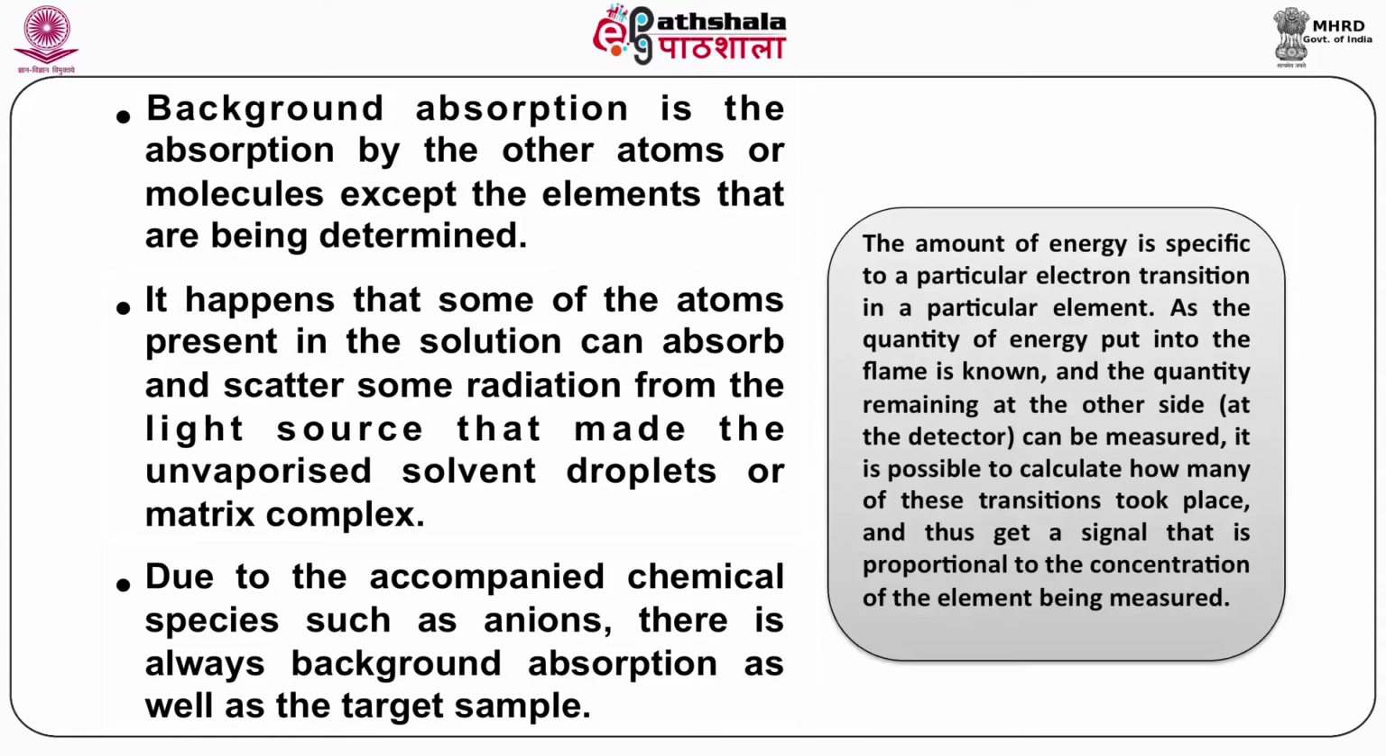The amount of energy is specific to a particular electron transition in a particular element. As the quantity of energy put into the flame is known, the quantity remaining at the other side can be measured. It is possible to calculate how many of these transitions took place and thus get a signal that is proportional to the concentration of the element being measured.